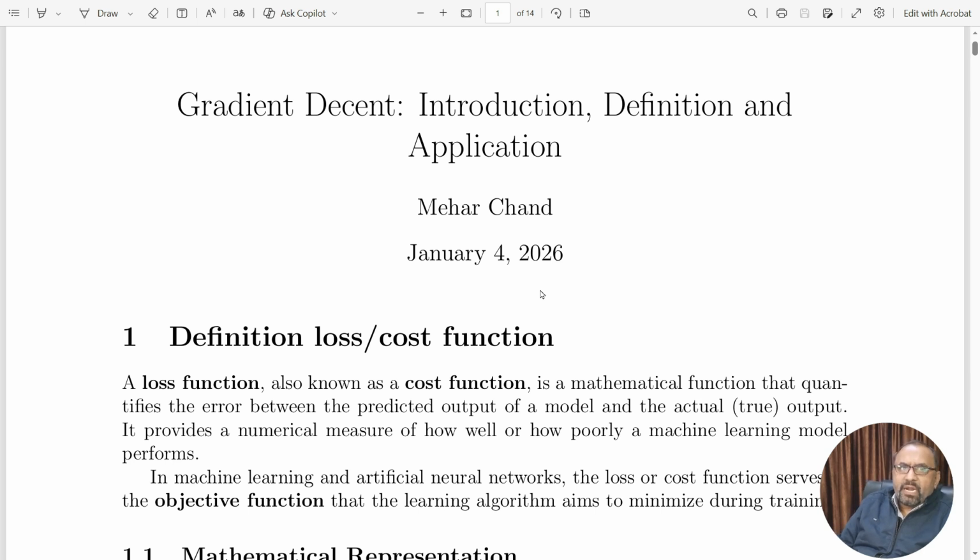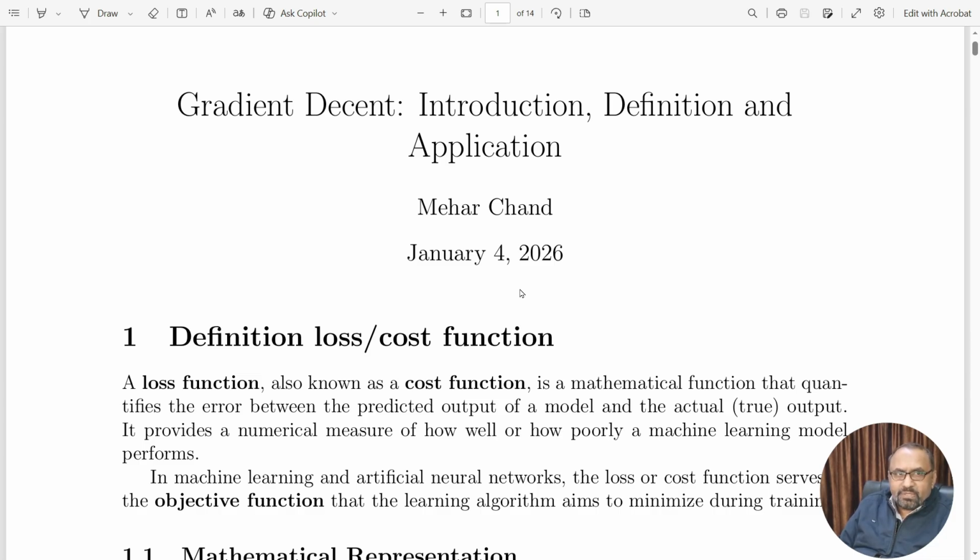Hello everyone and welcome to this lecture on gradient descent: introduction, definition and applications. In this session, we will explore one of the most fundamental concepts that lies at the heart of machine learning and artificial neural networks. Before a machine can learn, it must have a way to measure its mistakes.